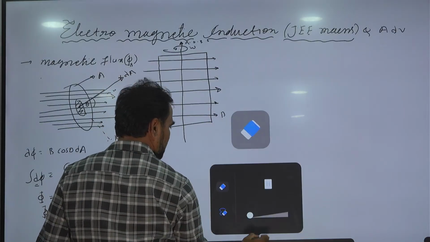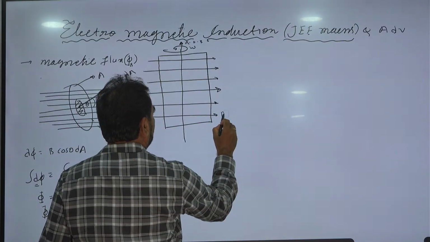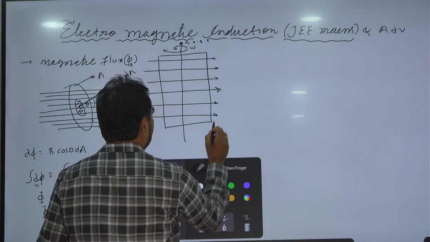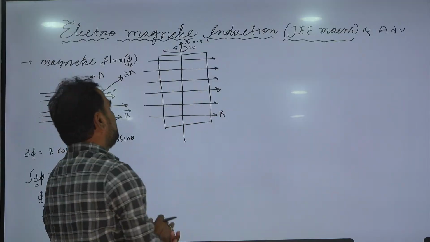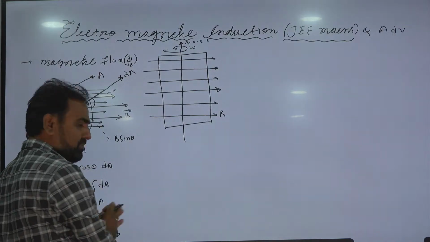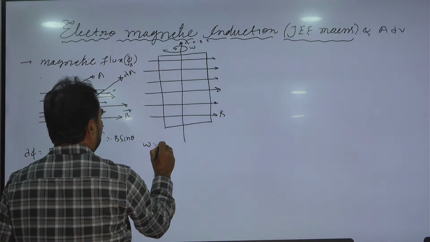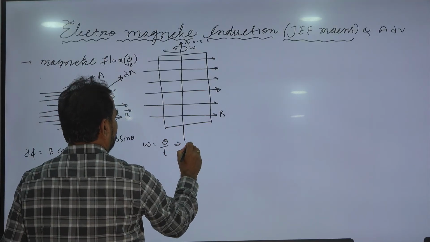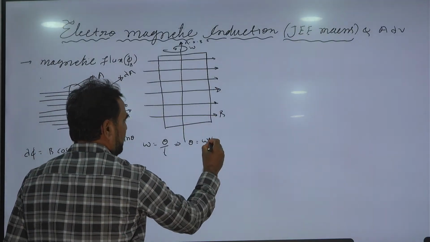This is the direction of the field. The field acts along this direction, and the coil is rotating about the axis of rotation. Therefore, its angular velocity can be written in the form of theta: omega is equal to angular displacement upon time, which implies theta is equal to omega into t.